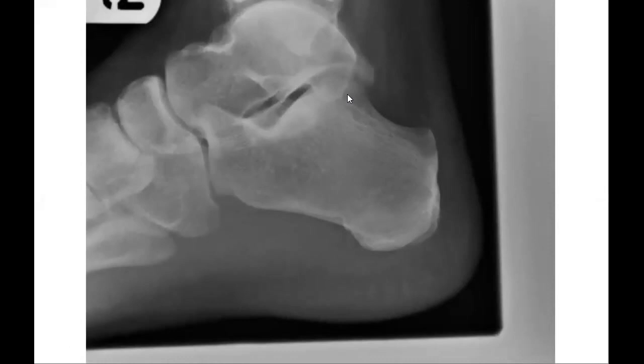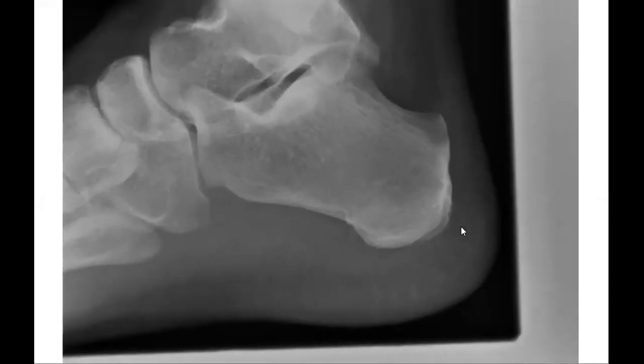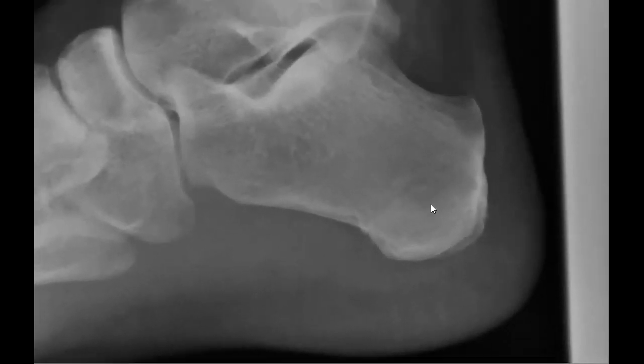When you find this, you are going to check for something called Bohler angle. Bohler angle is very helpful to detect calcaneal fracture. So this one is calcaneal fracture, exactly.